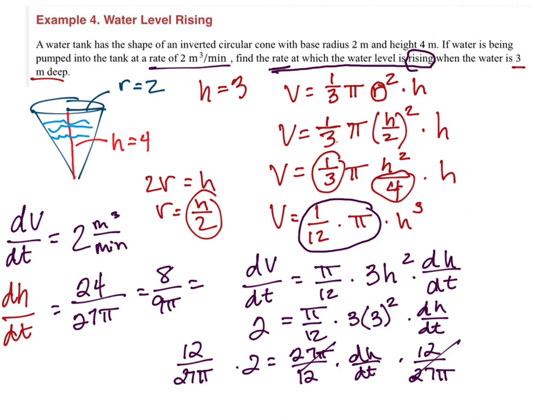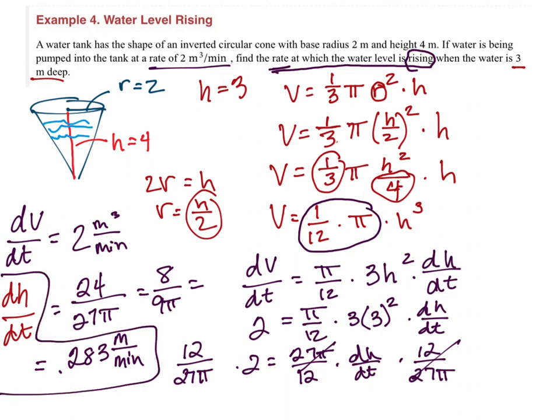Almost pi. Anybody get a number? 0.283? It's meters, cubic meters. Oh, no, it's just meters. Meters per minute. So dh/dt equals 0.283 meters per minute.